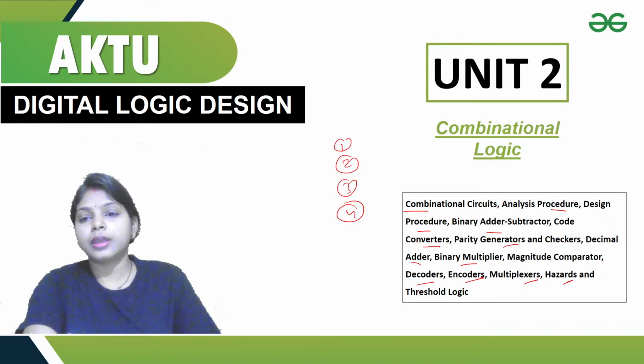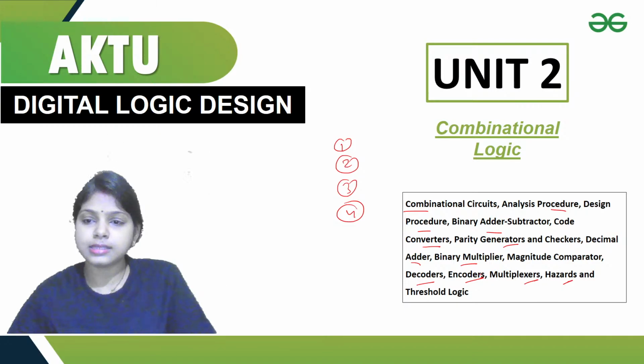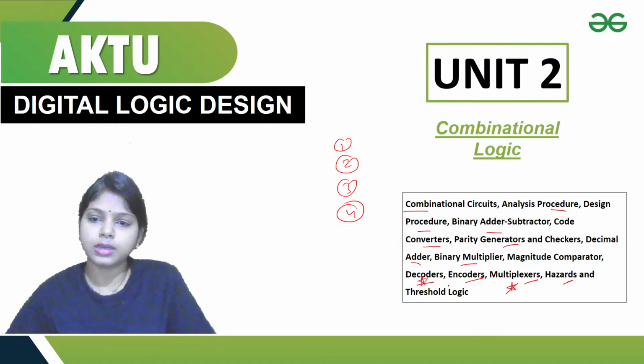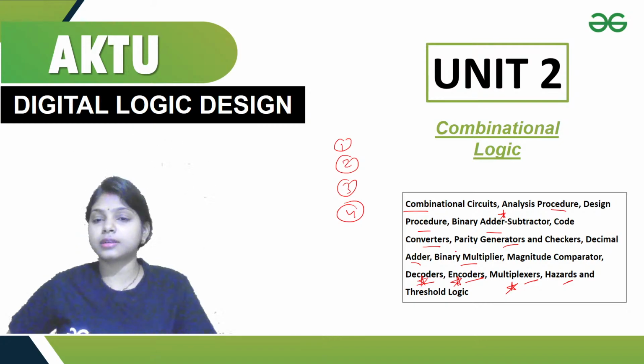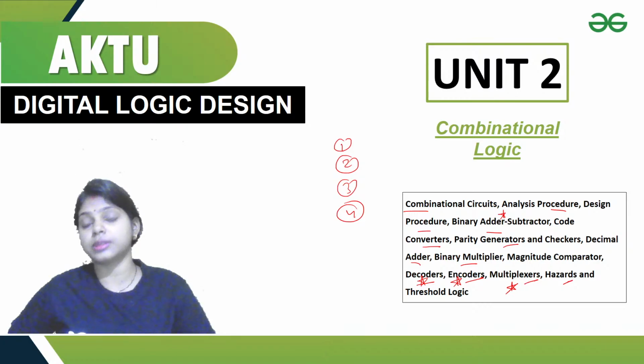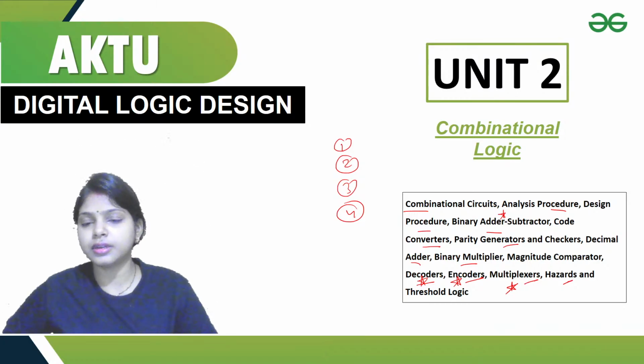Then in combinational circuit logic, what are the things? Definitely multiplexers, decoders, encoders. These three topics are very important. Then binary adder or subtractor, under which half adder, full adder, half subtractor, full subtractor, everything comes under it, right? And these are the key points.